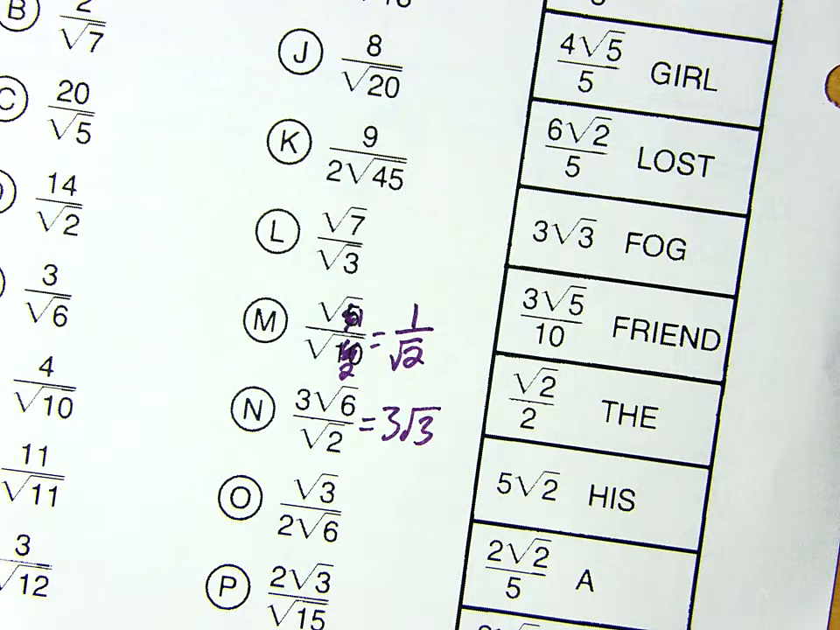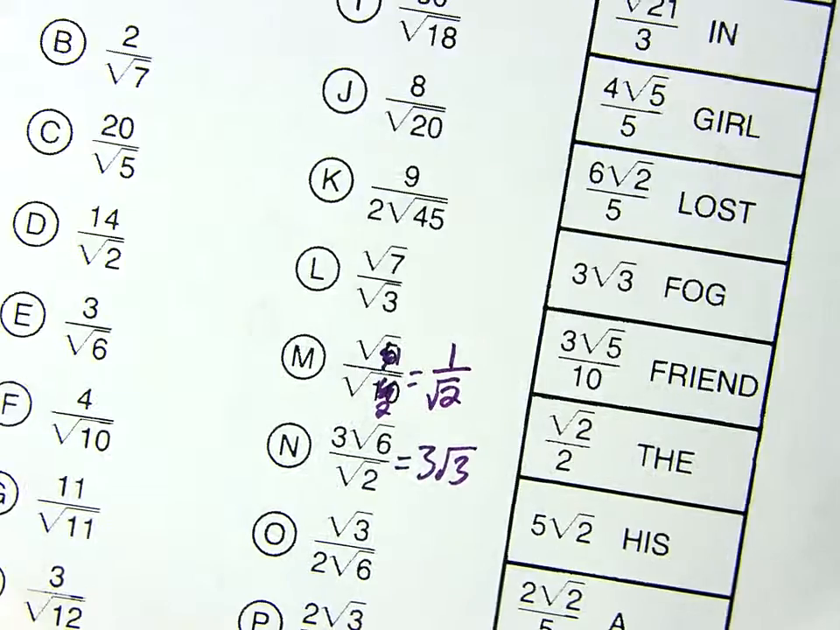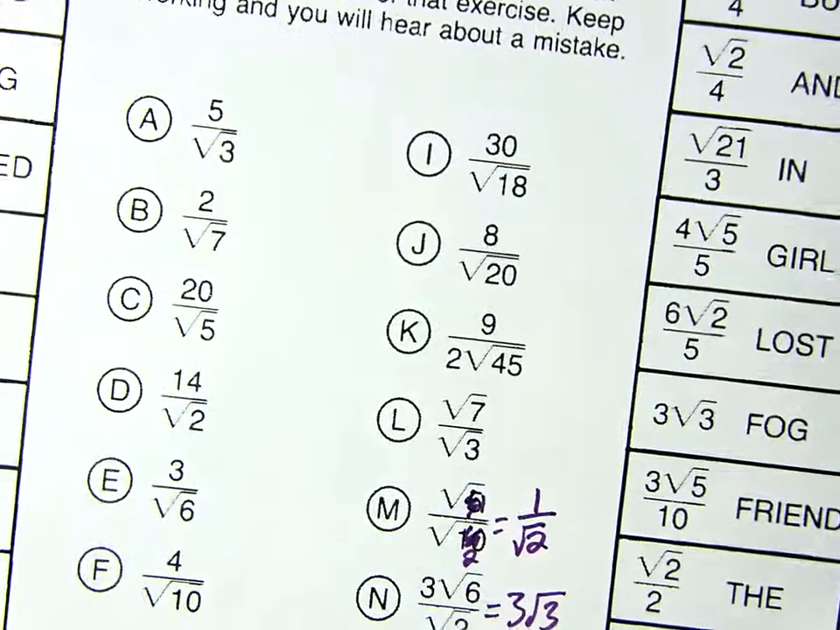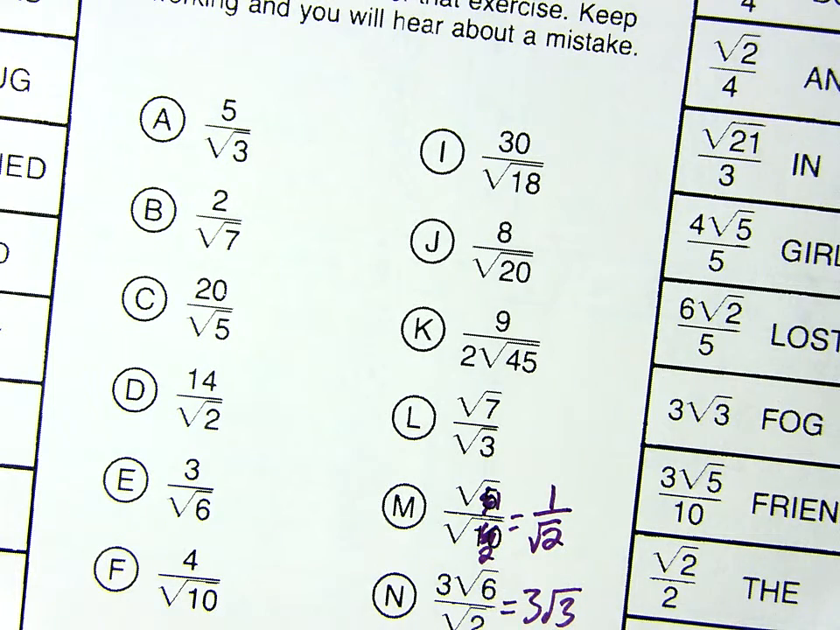Because I don't end up with a square root in the denominator anymore. So always simplify the fraction first and then fix it. Because sometimes you won't be left with a square root in the denominator and you don't have to fix it. Okay? So this is simplifying when you have a monomial over a monomial.